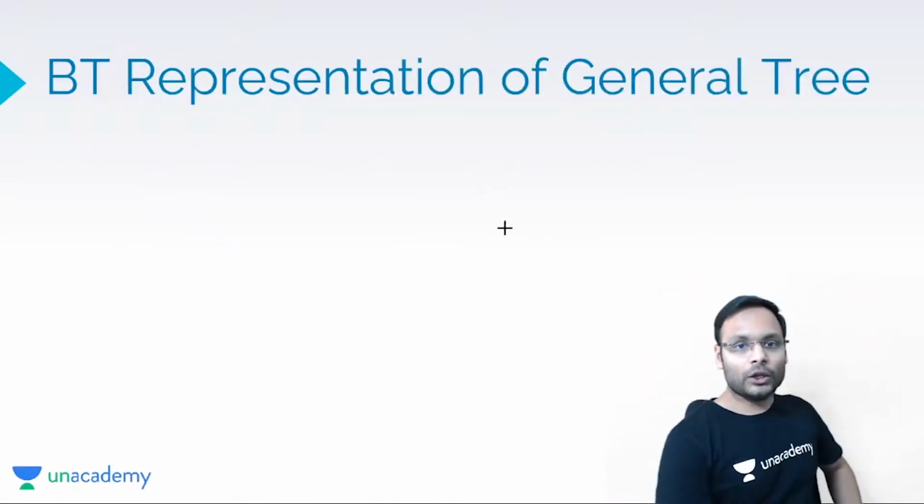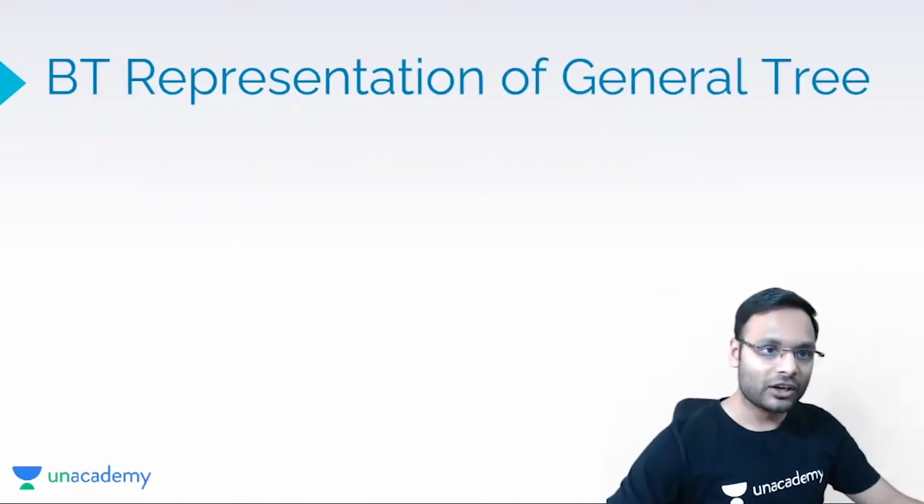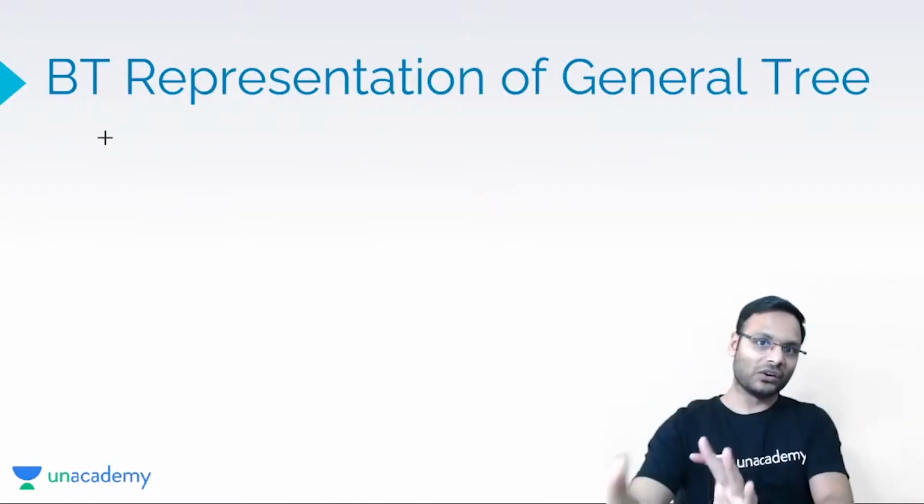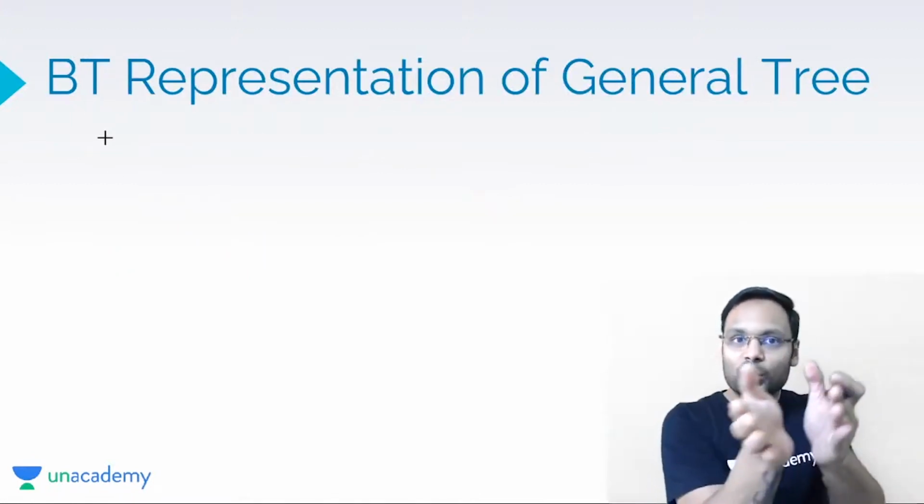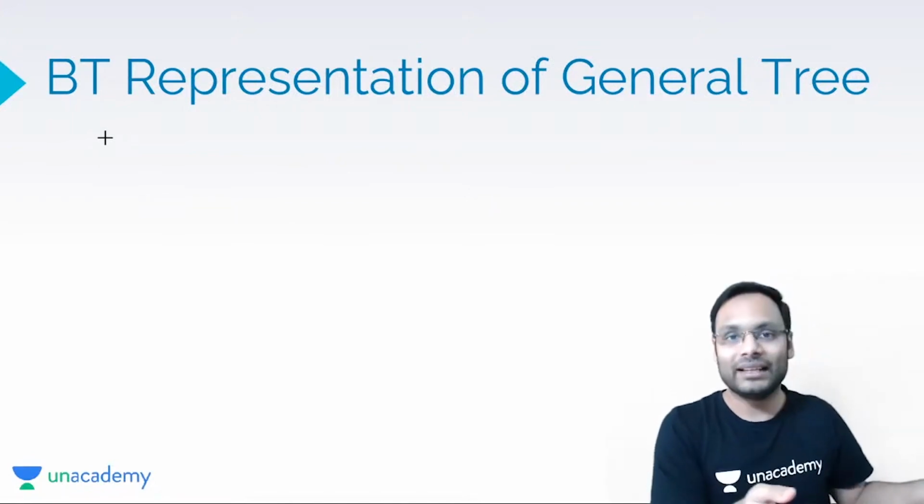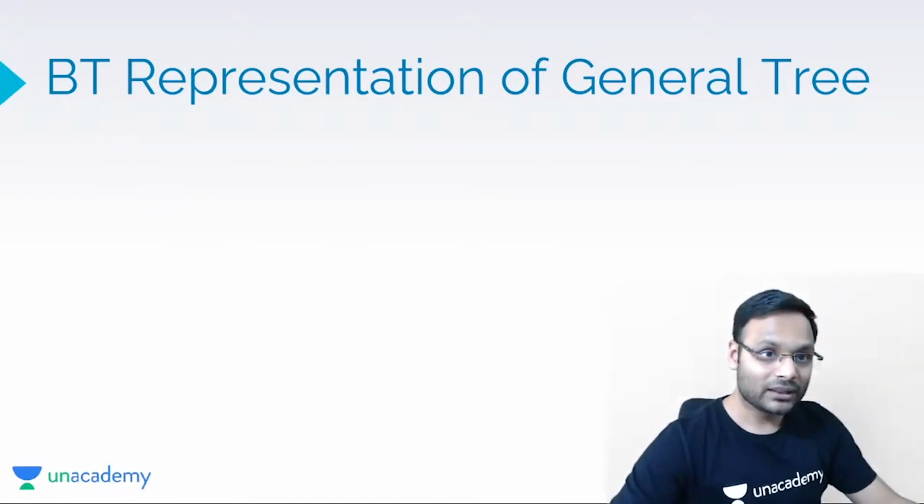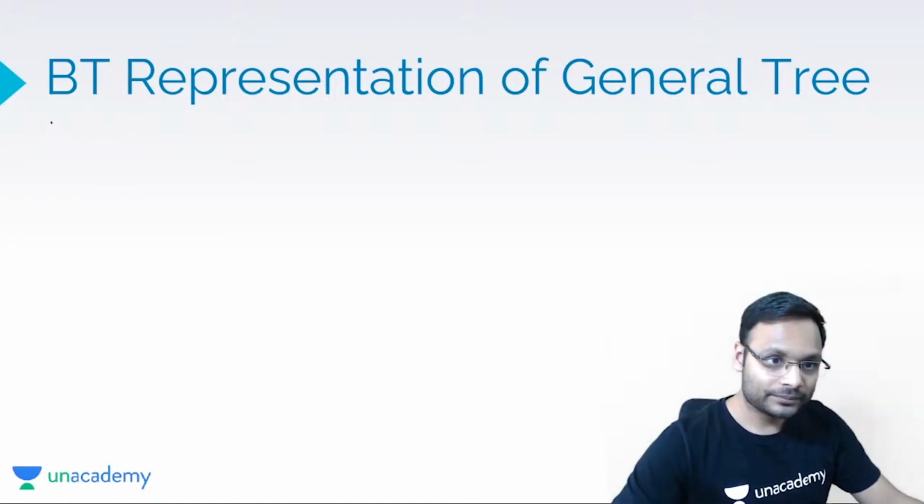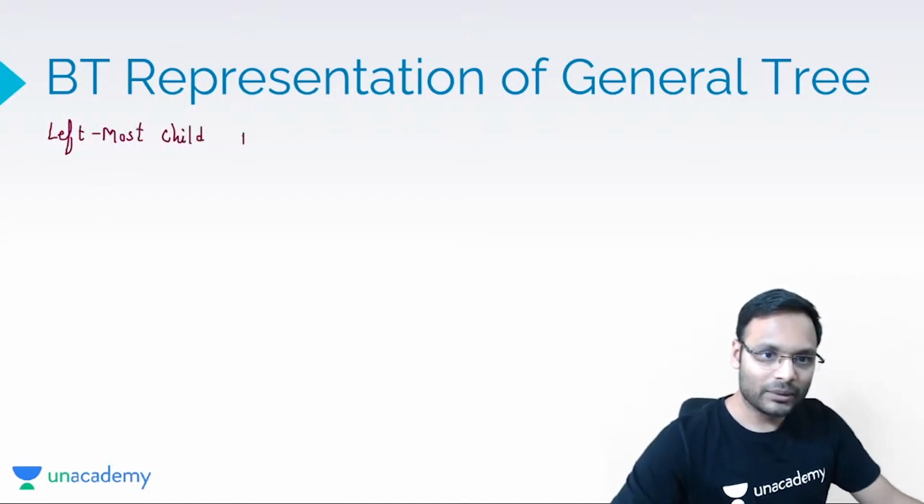So the binary tree representation of a general tree is nothing but: the tree is a general tree only, and we are trying to store it in the way of a binary tree. That particular method is called the leftmost child, right sibling representation.